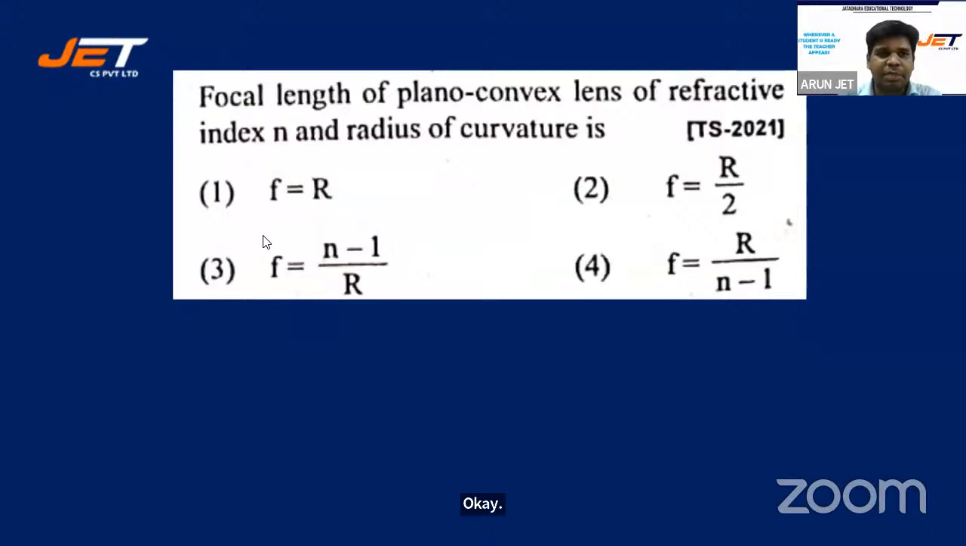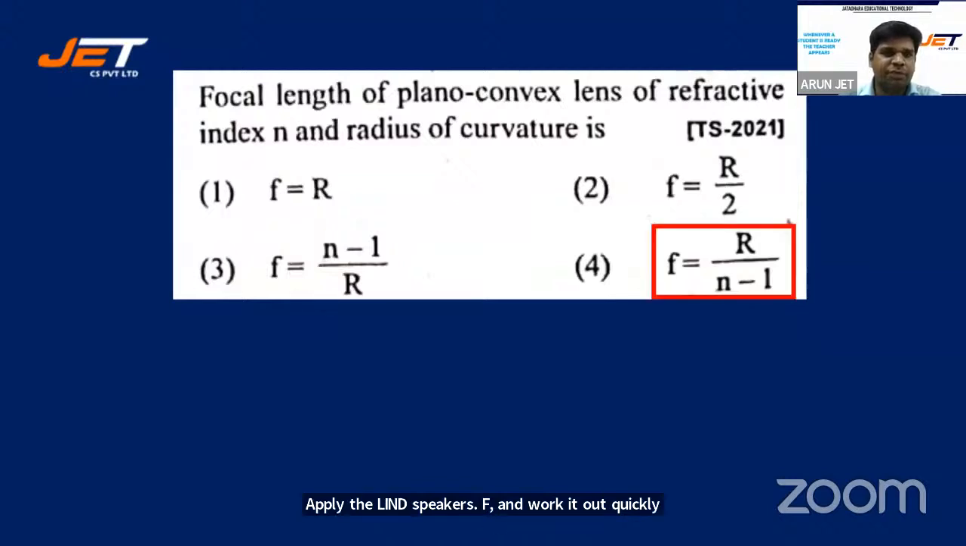Getting mixed response for this one. I suggest you work it out. Work it out, students. Apply the lens maker's formula and work it out quickly. It's 4. 4 is absolutely right.